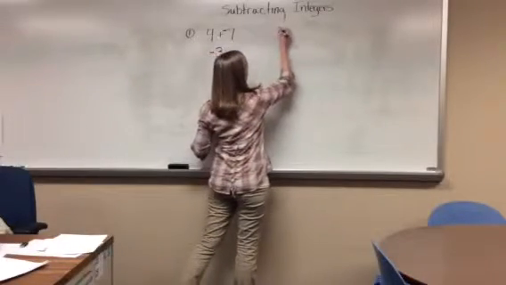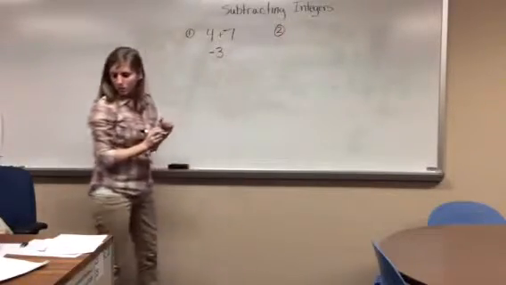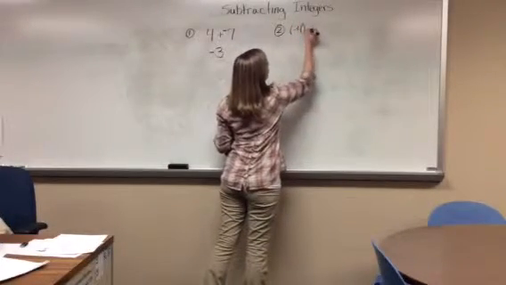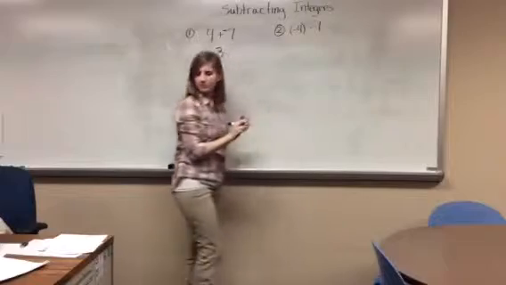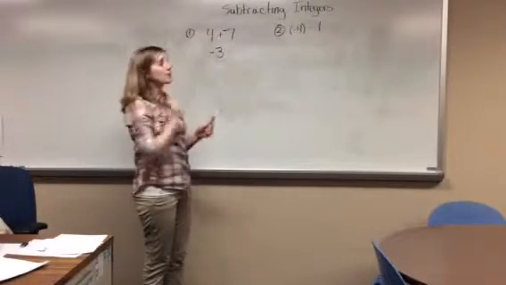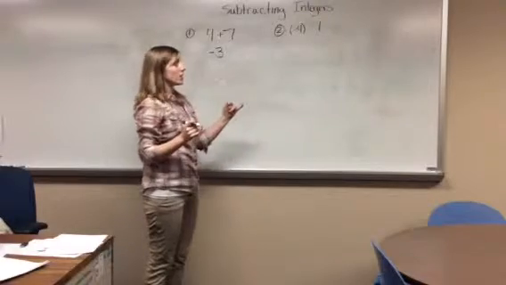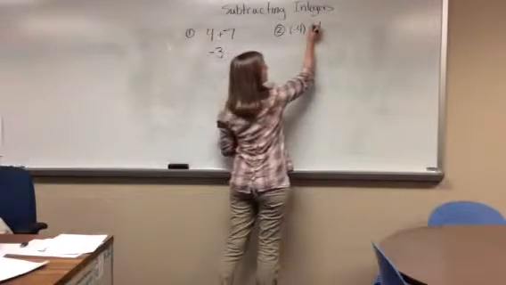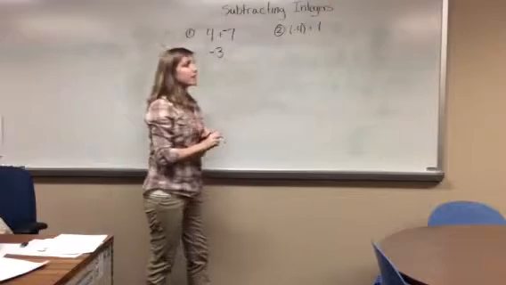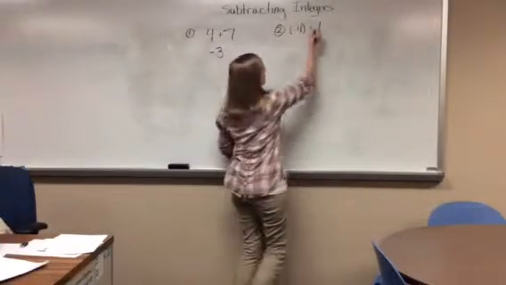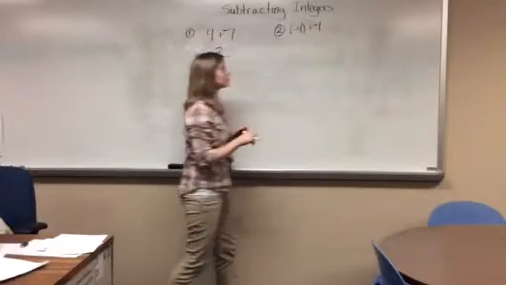Let's take a look at number 2. We have negative 4 minus 1. Again, let's follow our rules, okay? Rule number 1 says to change the subtraction sign to addition. So that's what I'm going to do. And then change the sign of the second number. This is a positive 1. I'm going to make this a negative 1.